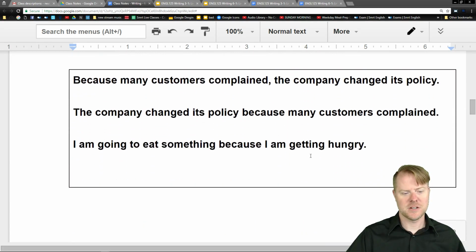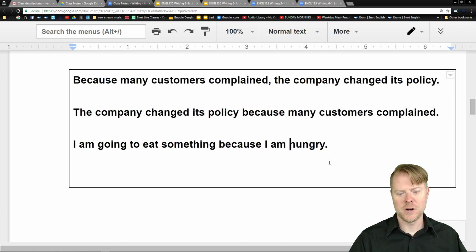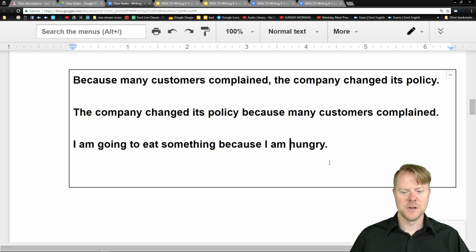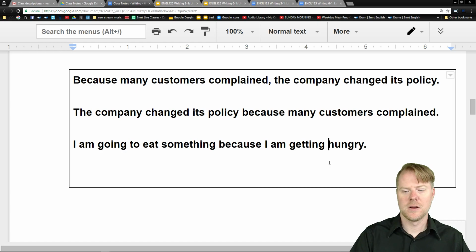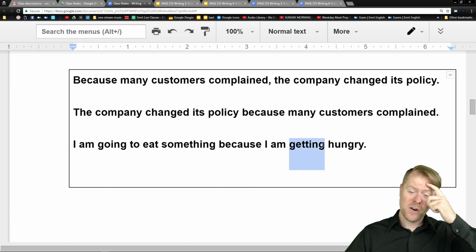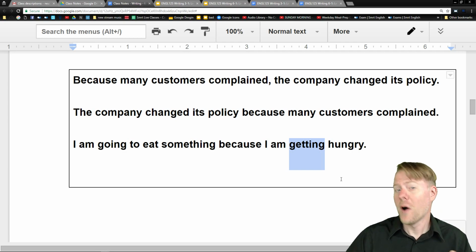A question about this last sentence. I'm going to eat something because I am getting hungry. Yeah, you can get rid of the word getting because I am hungry. Both would be correct. Getting is more, I'm not quite there. I know I will be hungry.